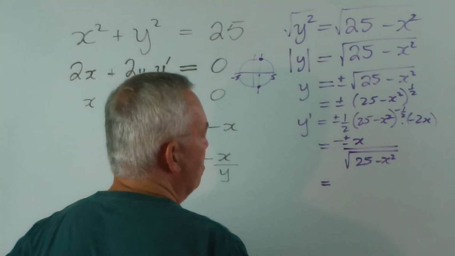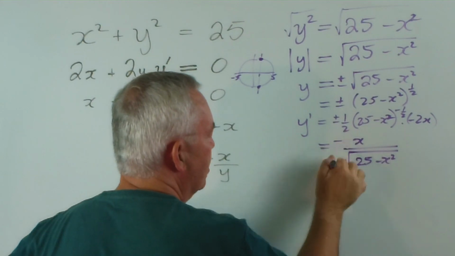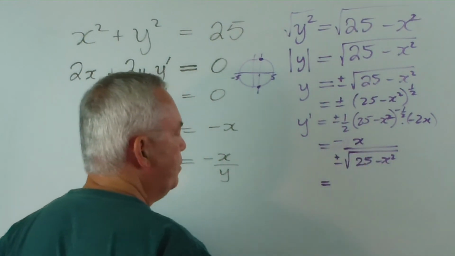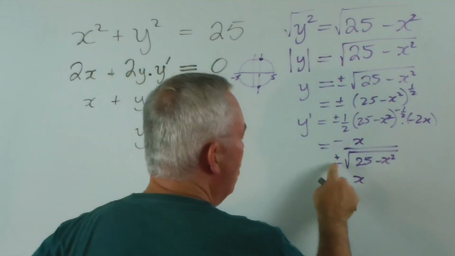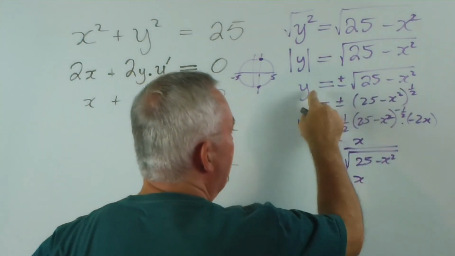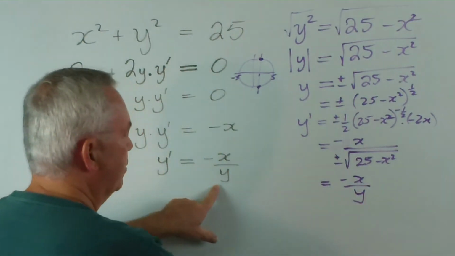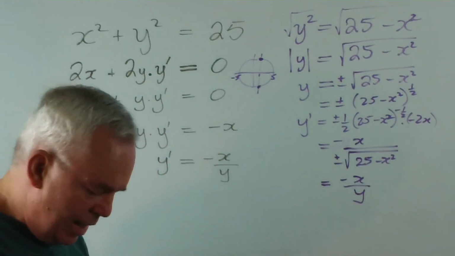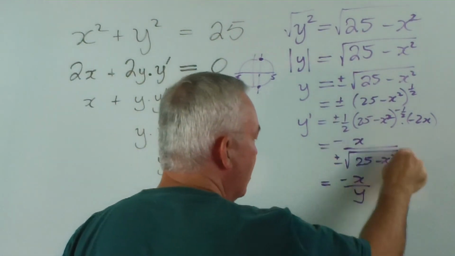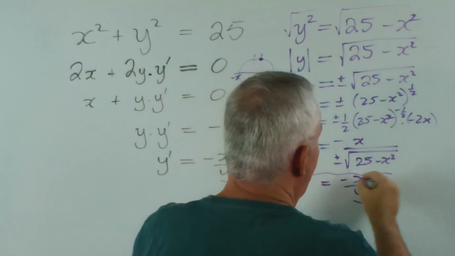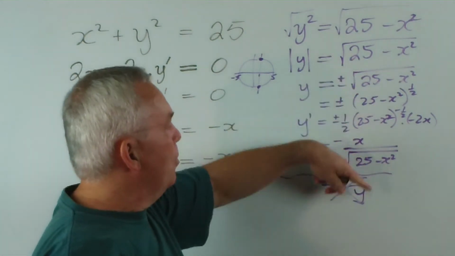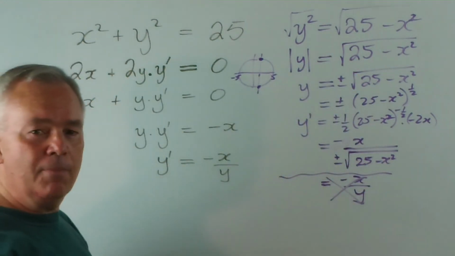What have we got? I'm going to shift the positive and negative down here. I have negative x, and what is plus or minus the square root of 25 minus x squared? It is y. It's the same thing. Now, because y is equal to that, we often leave it this way. In fact, we always leave it this way when we find the derivative explicitly. But I think you agree that's a lot harder than doing this.